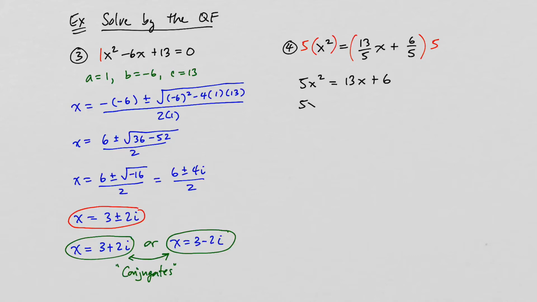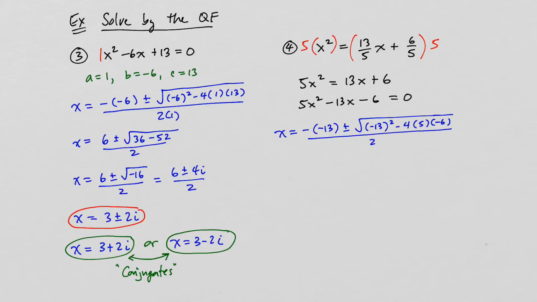Now we'll set it equal to 0 by subtracting 13x and subtracting 6. And now we can plug in the values of a, b, and c. You don't have to write down the values of a, b, and c like I did here. You can simply look at the equation and identify the values of a, b, and c. So x is going to equal negative 13 plus or minus the square root of negative 13 quantity squared minus 4 times 5 times negative 6, all divided by 2 times 5.